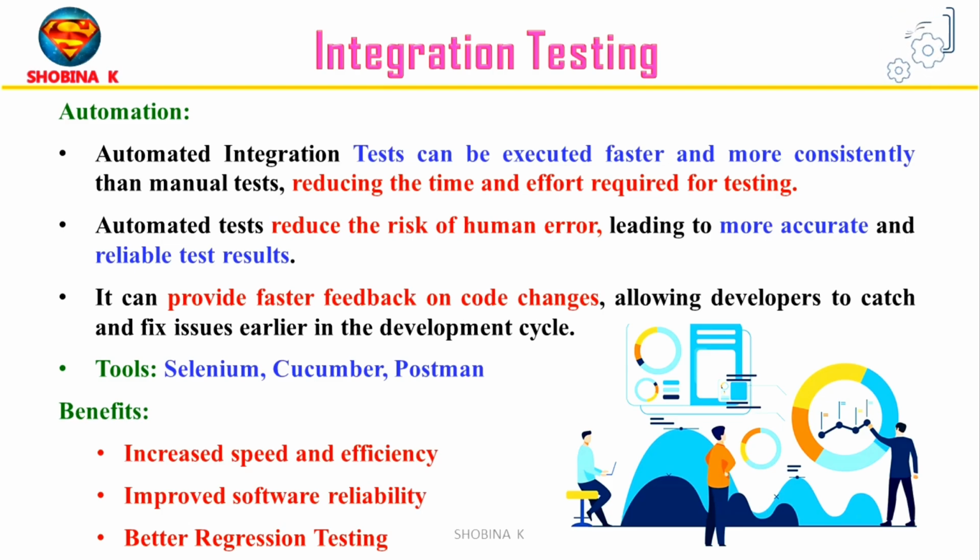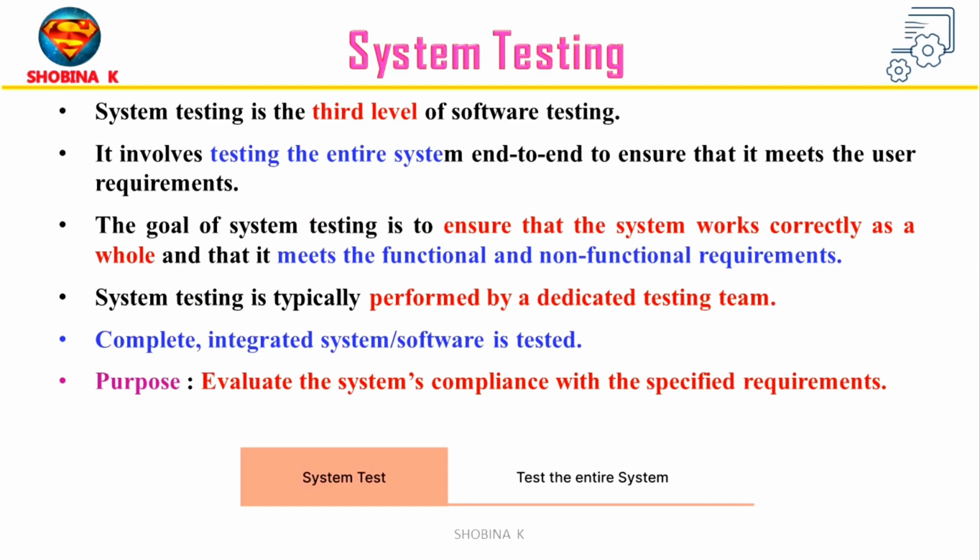Automated integration testing provides comprehensive coverage of the integrated system, which improves regression testing and ensures that changes do not impact the existing functionality. System testing is the third level of software testing. System testing involves testing the entire system end to end to ensure it meets user requirements. So the goal is to ensure the system works correctly as a whole and meets both functional and non-functional requirements.